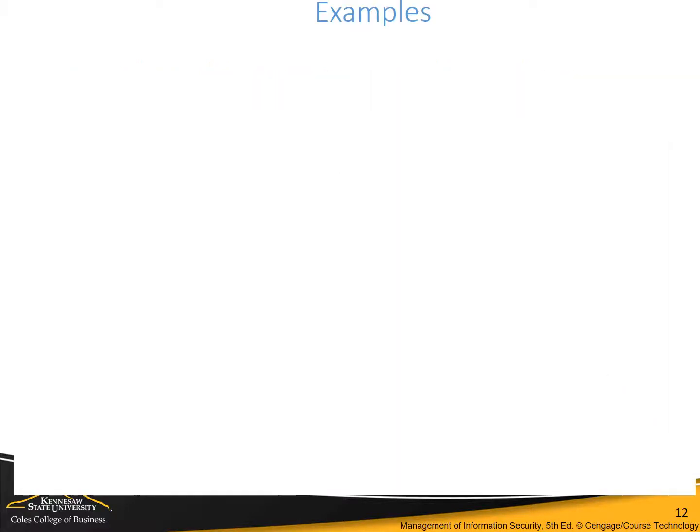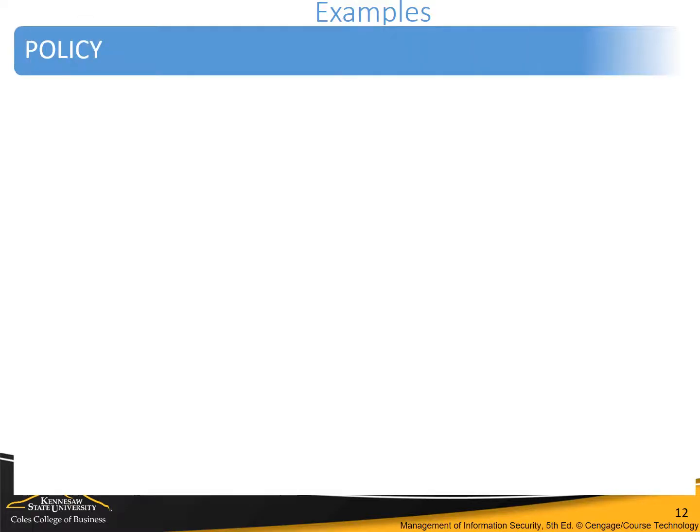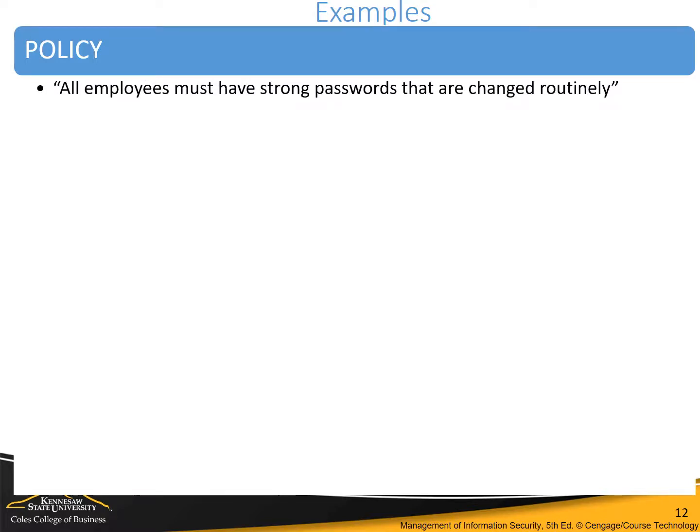Before we go further, let's clarify some definitions and provide a few examples. We start with policy. An example includes all employees must have strong passwords that are changed routinely. While that policy doesn't define strong, it's clear, straightforward, and easy to implement.